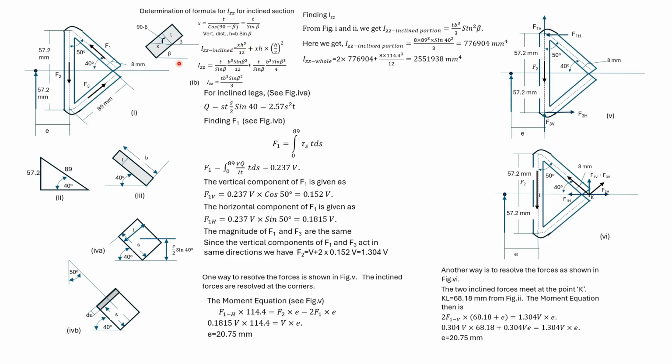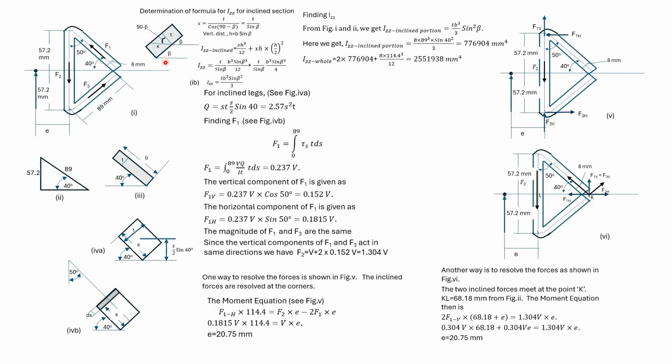We find the formula for Izz for an inclined section. This section has thickness t and this length is b. It is inclined at an angle beta as shown. Then x here is t divided by cos of 90 minus beta, or t divided by sin beta. The vertical height h is b sin beta.